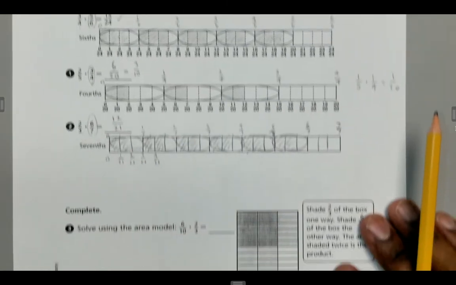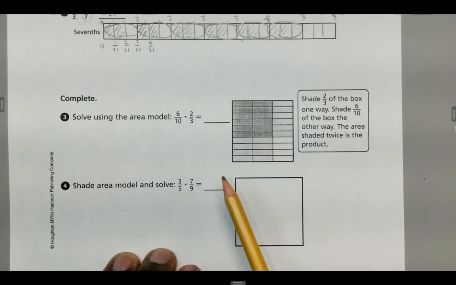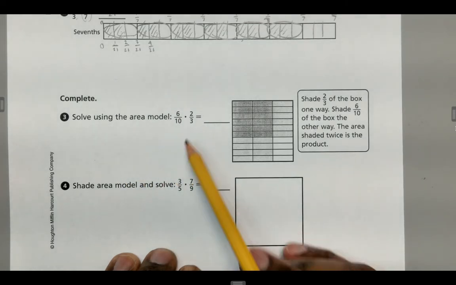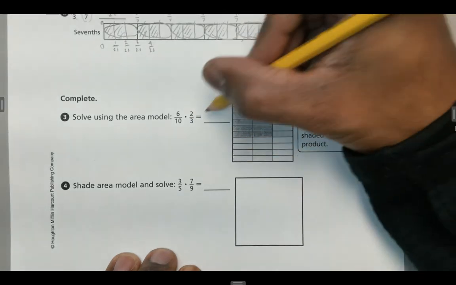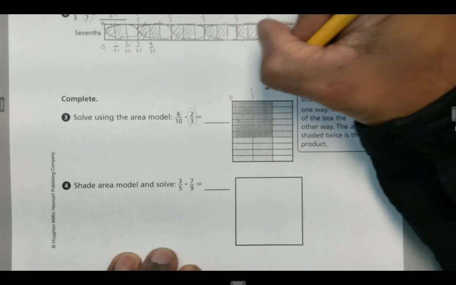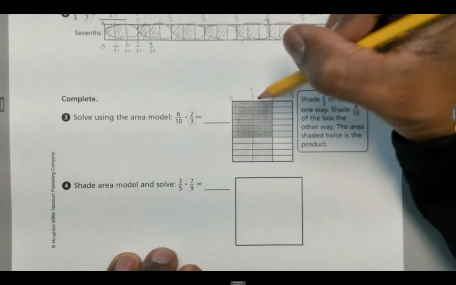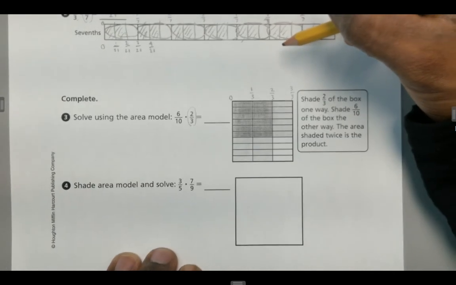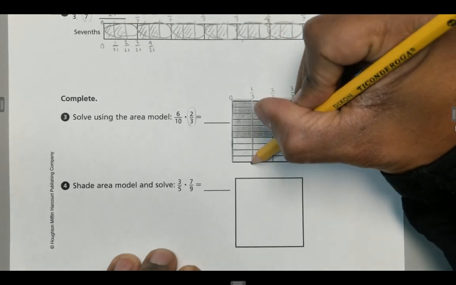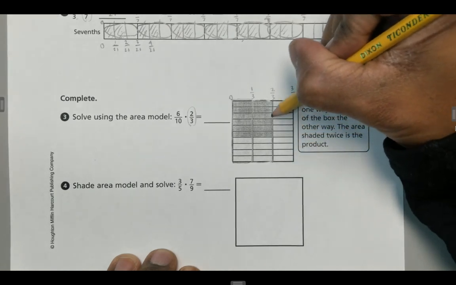You'll see another way of doing that this time, and this is called the area model. Number 3 says solve using the area model, 6/10 times 2/3. So look, first imagine that this is 0, 1/3, 2/3, 3/3, and imagine that this part that I'm outlining represents the 2/3.